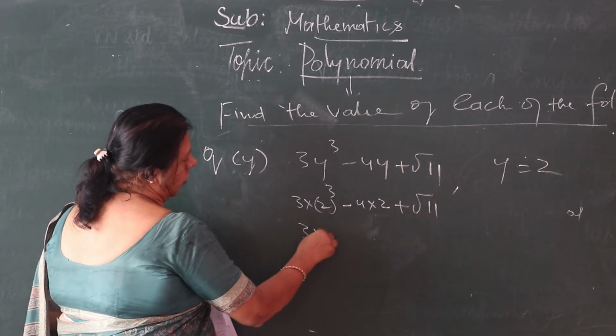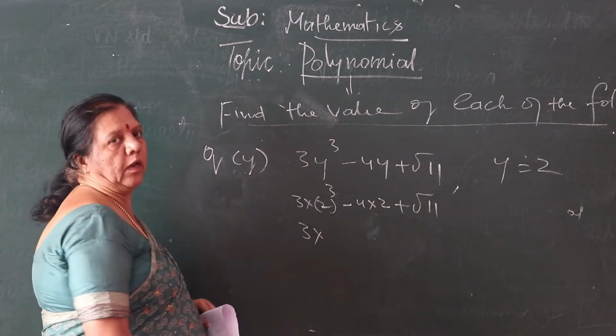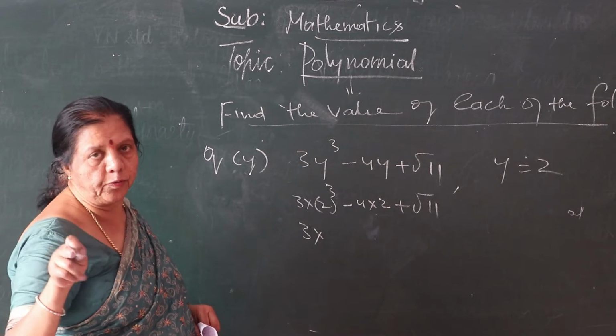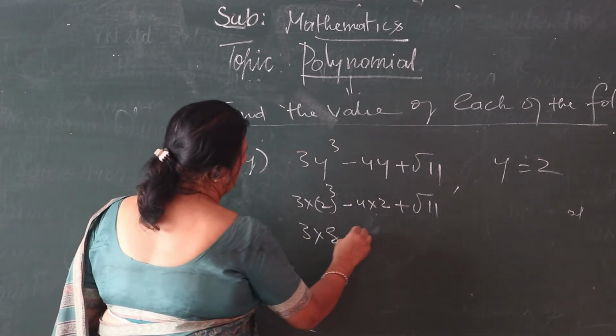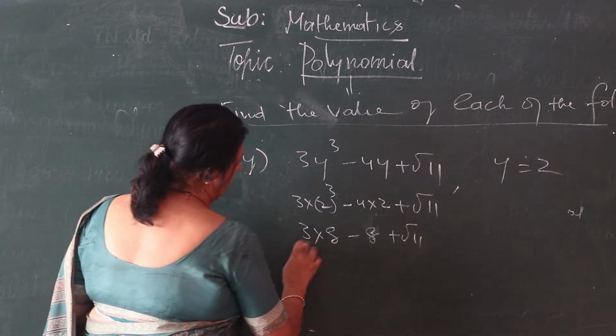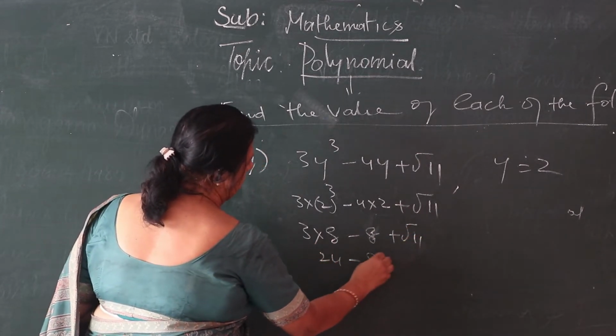So 3 into 2 into 2 into 2. 2 into 2 is 4, 4 into 2 is 8. So 3 into 8 is 24, minus 4 into 2, which is 8, plus root 11.